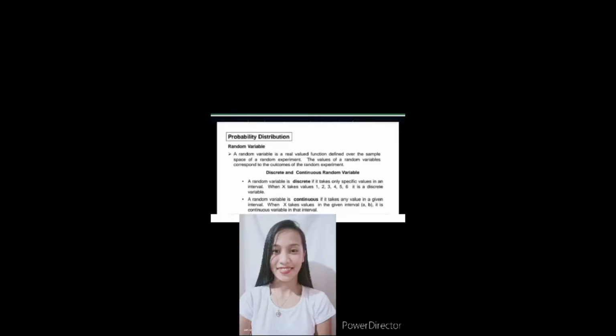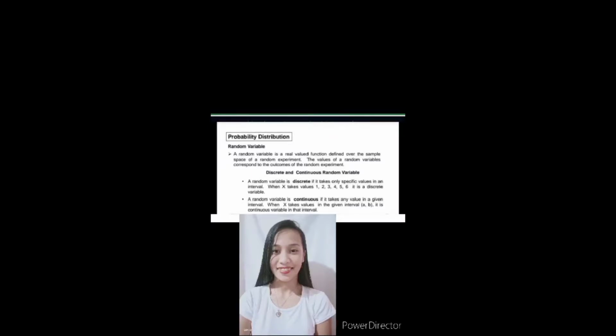A random variable is discrete if it takes only specific values in an interval. So when x takes values 1, 2, 3, 4, 5, and 6, it is a discrete variable. A random variable is continuous if it takes any value in a given interval. When x takes values in the given interval, for example a, b, it is a continuous variable in that interval. So let me show you.